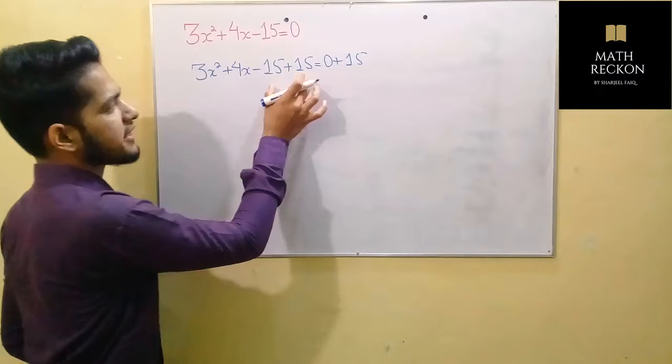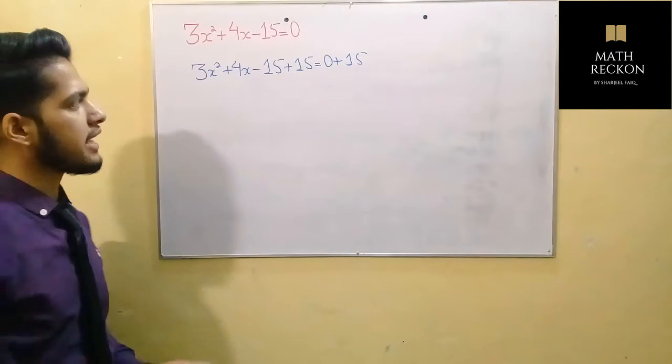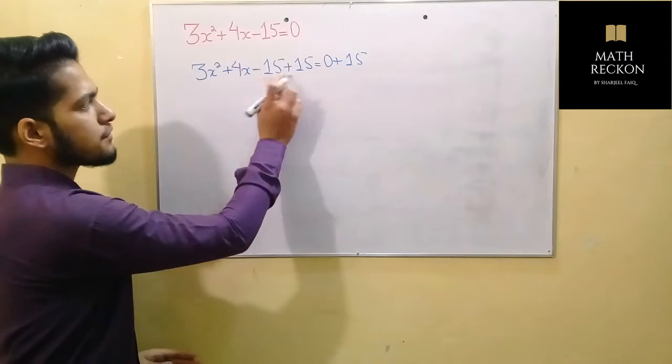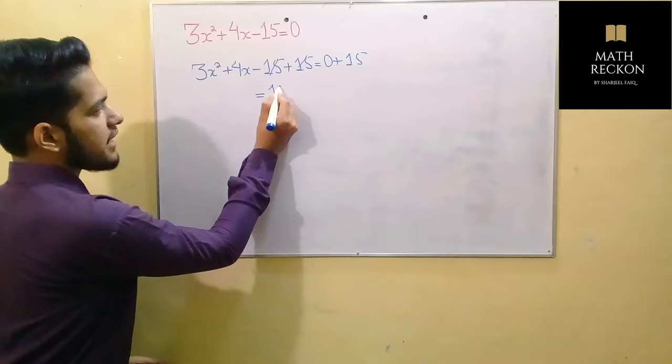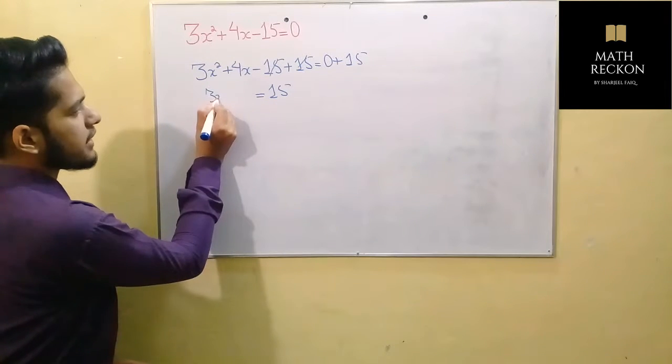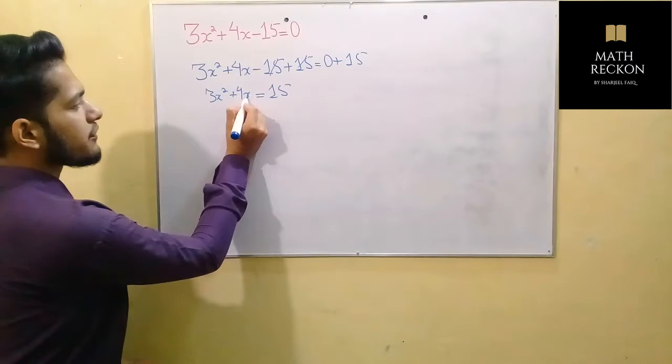This is the equation we have by adding 15 on both sides of our equation. Now what will happen? These two 15s will cancel out each other and we will have 15 equals 3x square plus 4x. Now what will we do?